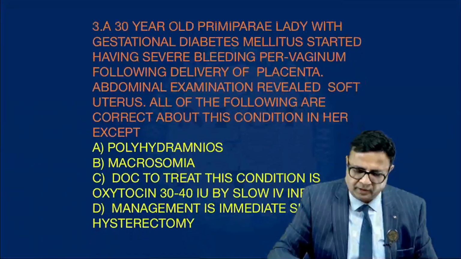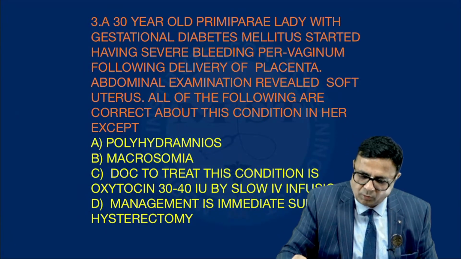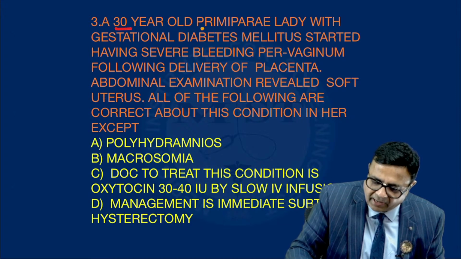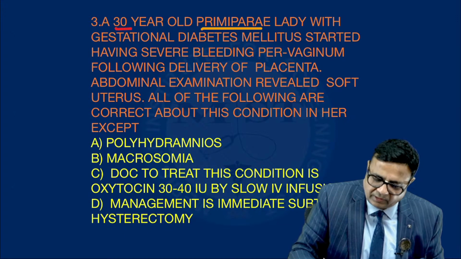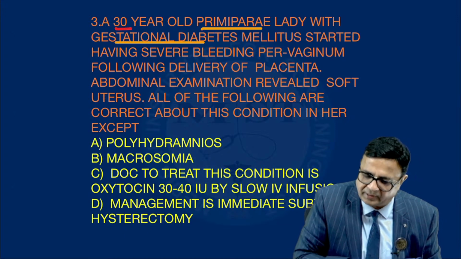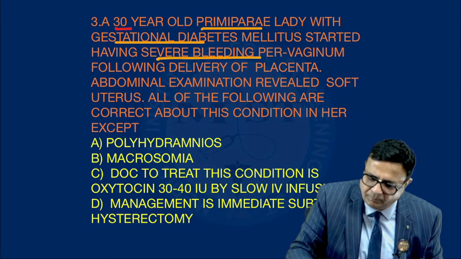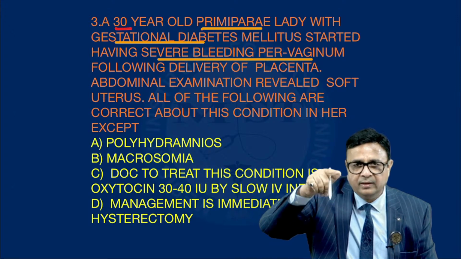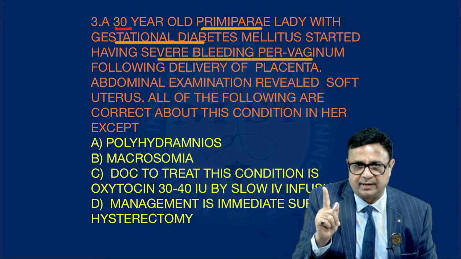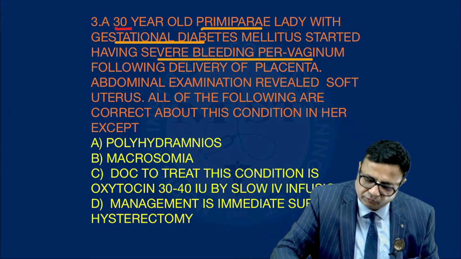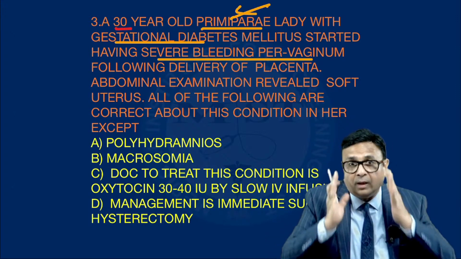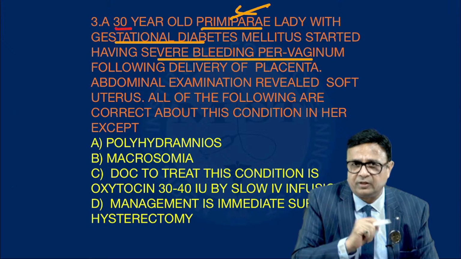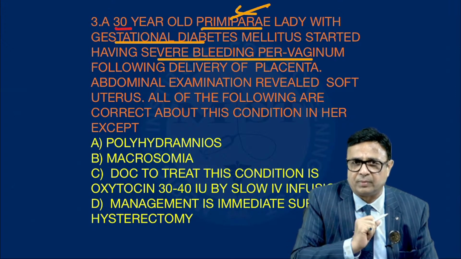Let's move to question number 3. A 30-year-old primipara lady with gestational diabetes mellitus started having severe bleeding per vaginum following delivery of placenta. So after delivery of placenta, she is complaining of severe bleeding per vagina. Although PPH is more common in multipara, this lady is a primipara and complaining of severe bleeding per vaginum after expulsion of placenta.